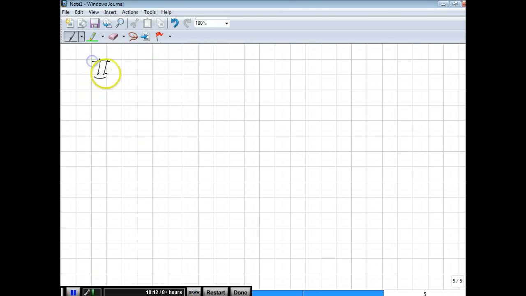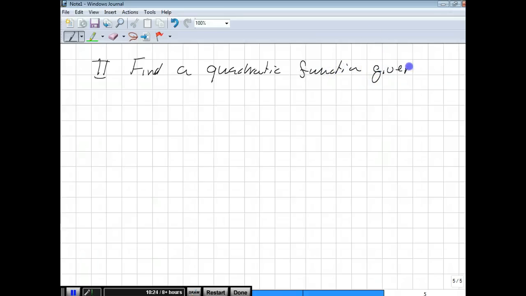All right, so part 2. Now we want to find a quadratic function given its graph or information about the graph.